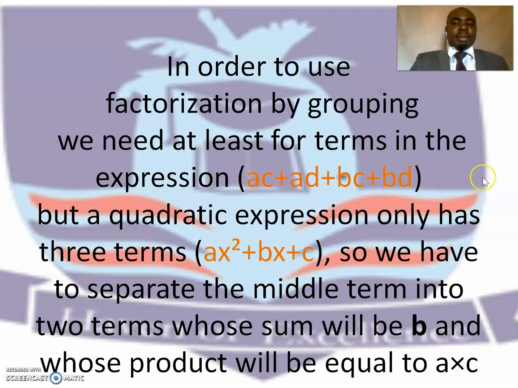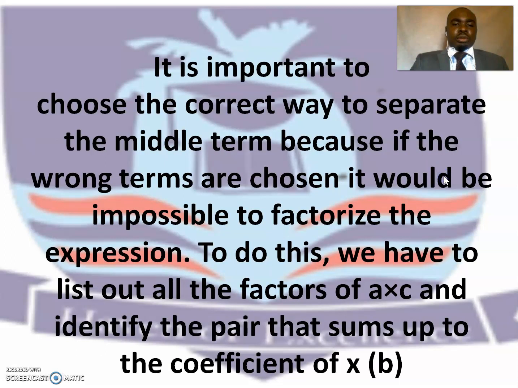But it is not every term that we separate this into that will be able to apply factorization by grouping to. In order to choose the correct term, there are certain things we need to think about. First of all, those 2 terms must sum up to give us bx. Otherwise, we'll be having a different expression and not the same expression that we mean to factorize. And the 2 of them must multiply to give us the product of the coefficient of x squared, a, and the constant c. Otherwise, we will not be able to apply factorization by grouping to that expression.